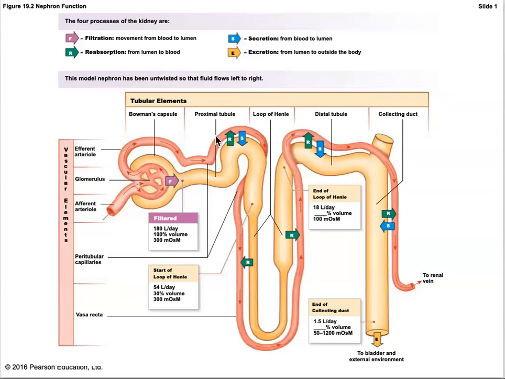It's important to note that when the fluid enters into the tubular lumen, at this point we call it filtrate. We don't call it urine. This is because the filtrate composition changes significantly by the end of the distal convoluted tubule. The composition of our urine differs drastically from the filtrate that we see at the start of the proximal convoluted tubule.